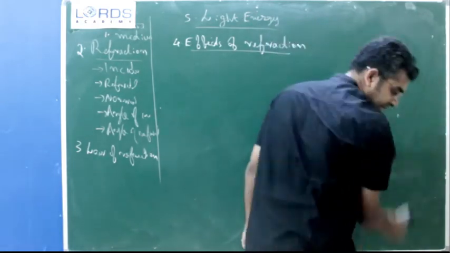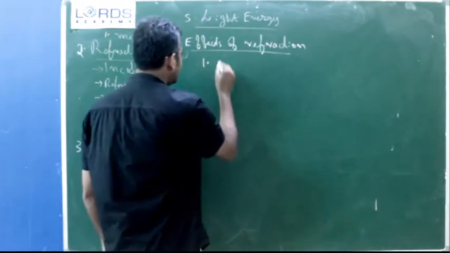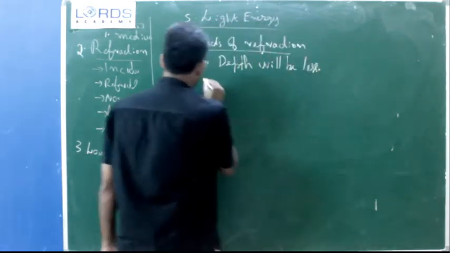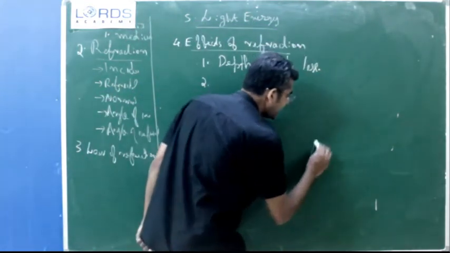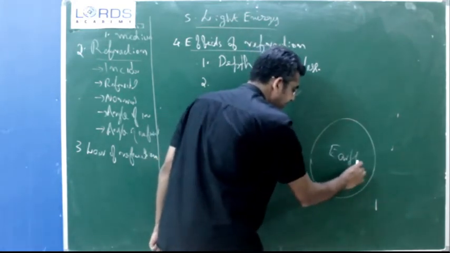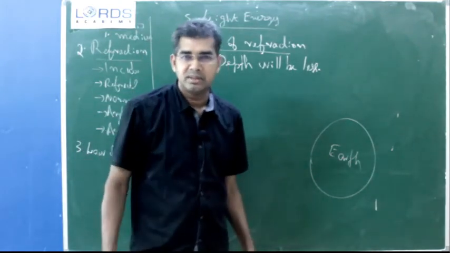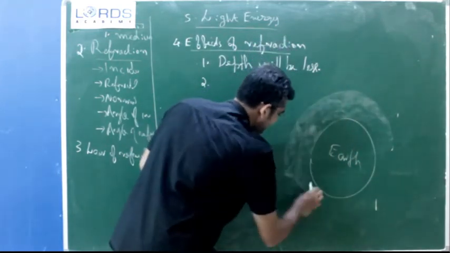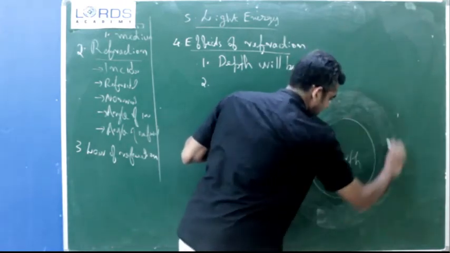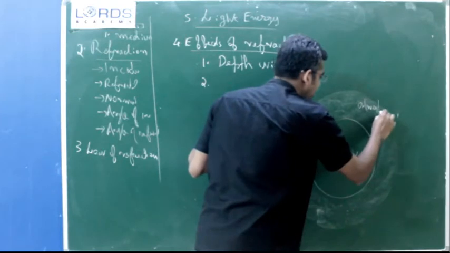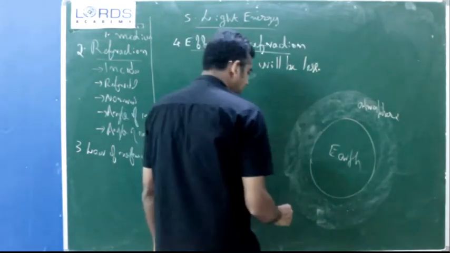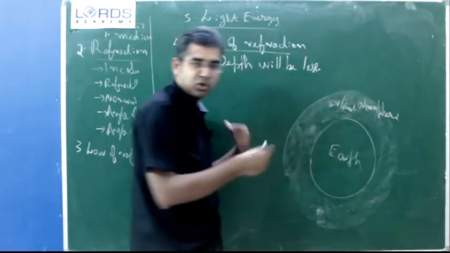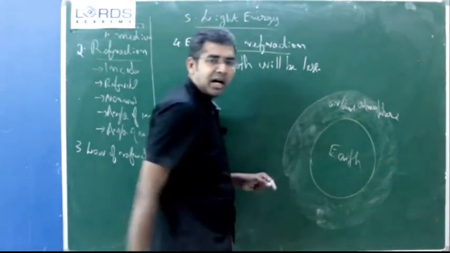Second effect. So the first effect: depth will be less. Second effect: see, this is our earth. Around earth we have atmosphere. Atmosphere is made up of air, a mixture of gases, dust particles, minute particles. That is atmosphere. So there is a covering around earth, that is atmosphere.